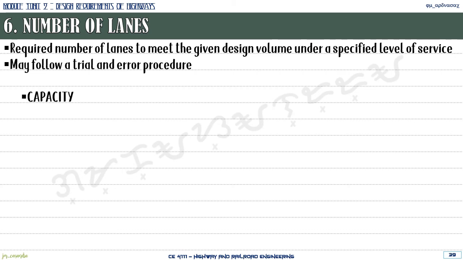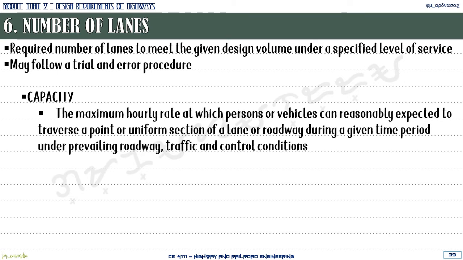So for the number of lanes, what we are to consider will be the capacity of the road, which is simply the maximum hourly rate at which vehicles or pedestrians or persons could be expected to traverse a point in our section of a lane for a given time.